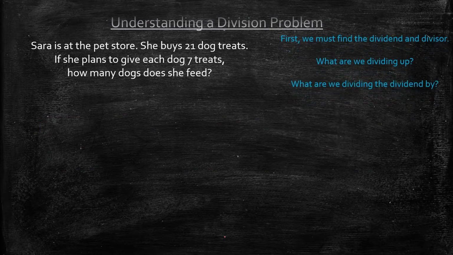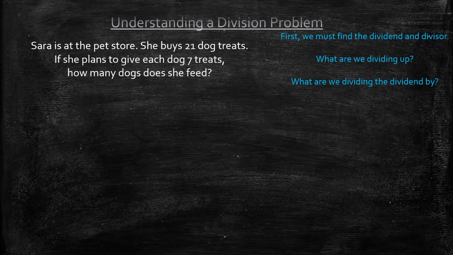Here we go. Now you got Sarah's at the pet store. She buys 21 dog treats. Remember, we're going to underline the important details. So the 21 dog treats is important. If she plans to give each dog 7 treats. So each dog 7 treats. How many dogs does she feed? It doesn't tell us how many dogs, so we have to divide the 21 by the 7.